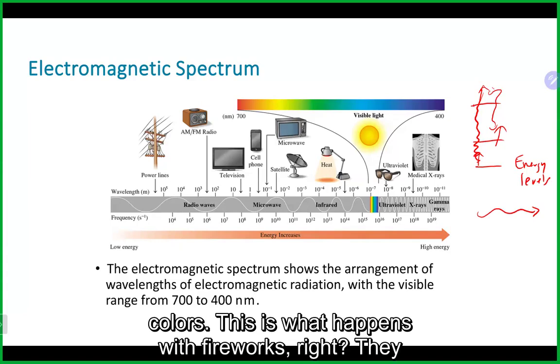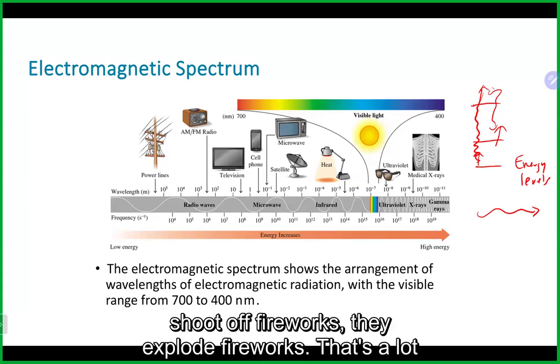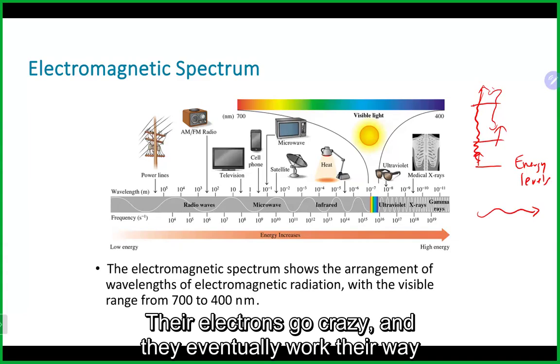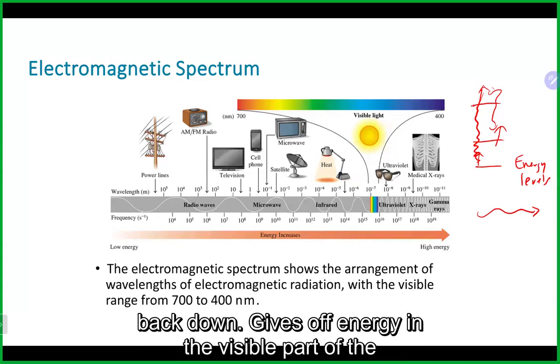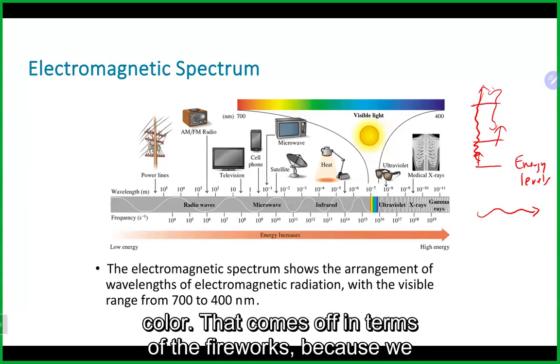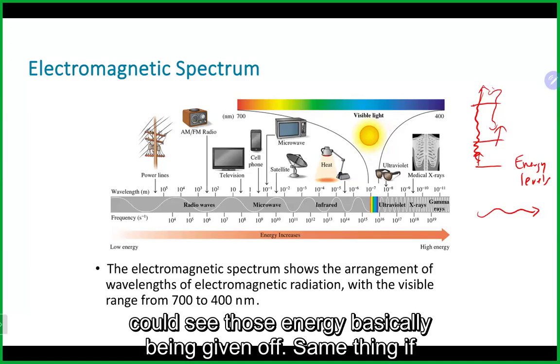This is what happens with fireworks, right? They shoot off fireworks, they explode fireworks. That's a lot of energy in those fireworks. They have elements in there. Their electrons go crazy and they eventually work their way back down, and they give off energy in the visible part of the spectrum. We see a red color, a blue color, a green color come off in the fireworks because we can see that energy being given off.